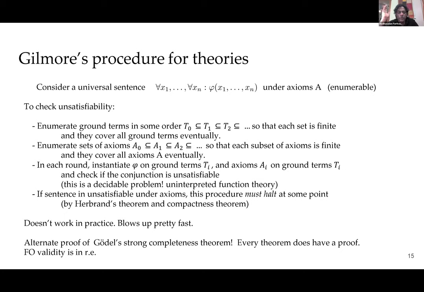And so you can do such an enumeration, and you could actually show that this is a recursively enumerable procedure. And it's actually an alternative proof of Gödel's strong completeness theorem, which says that every theorem has a proof, right? You can actually show that first-order validity is RE, but this is actually an RE procedure for it. So this is the foundations of why term instantiation is a tactic for proving theorems.